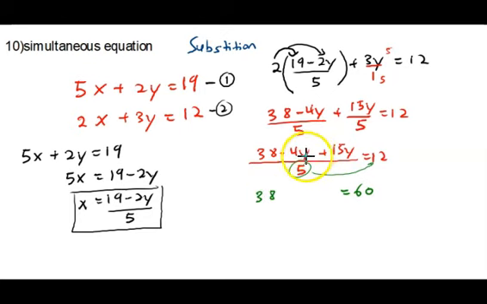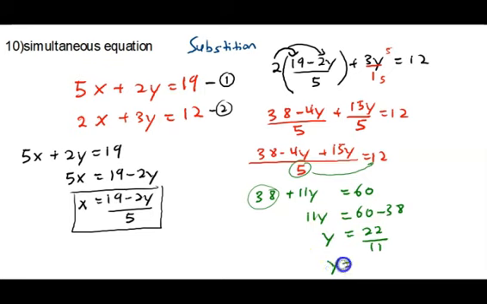If we simplify the negative 4y plus 15y, we are getting 11, so here we got plus 11y. So we take this and move it there. So we got 60 minus 38, here will be 11y. Here you got 22 divided by 11. So your y here will be 2. And then we take this value and substitute inside whichever is convenient for you.